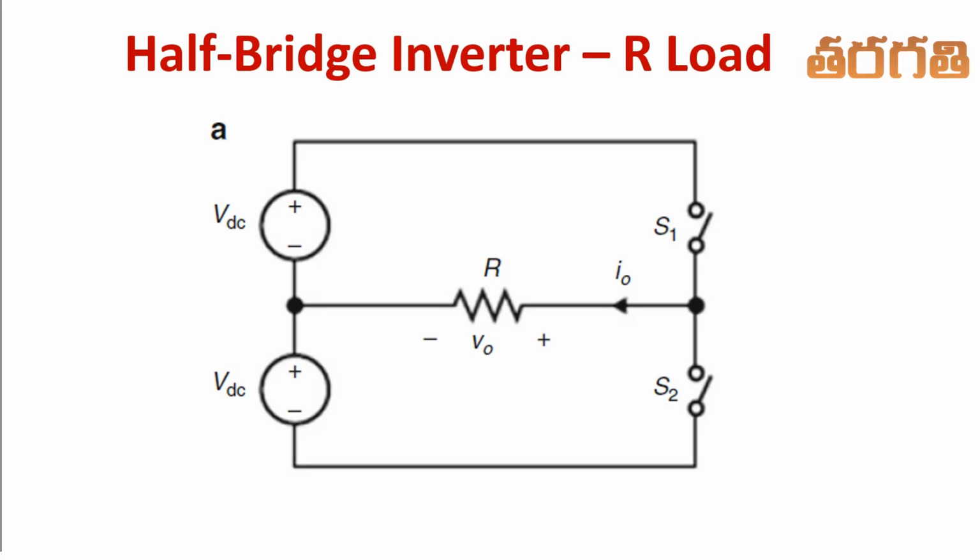Now the current I0 is equal to V0 by R. Because the load is resistive, the load current will follow the applied voltage.